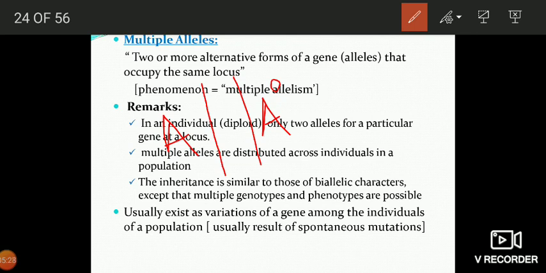Okay, now the question is, where from the additional alleles come from? How do they originate? Usually it is believed that the additional alleles exist as variations of a gene among the individuals of a population, and the additional alleles are believed to originate as a result of spontaneous mutations. आपको मैं ऐसे समझाऊंगा.